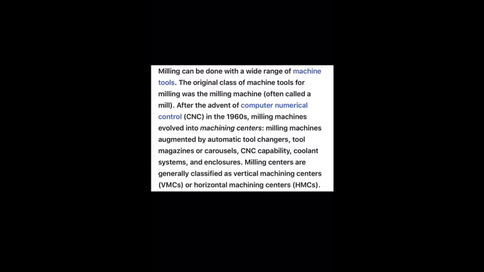After the advance of computer numerical control, which is CNC, in 1960, milling machines evolved into machining centers. Milling machines augmented by automatic tool changer, tool magazine or carousel, CNC capability, coolant system and enclosures. Milling centers are generally classified as vertical machining centers or horizontal machining centers. This is all about milling, and this is the example of a milling machine.